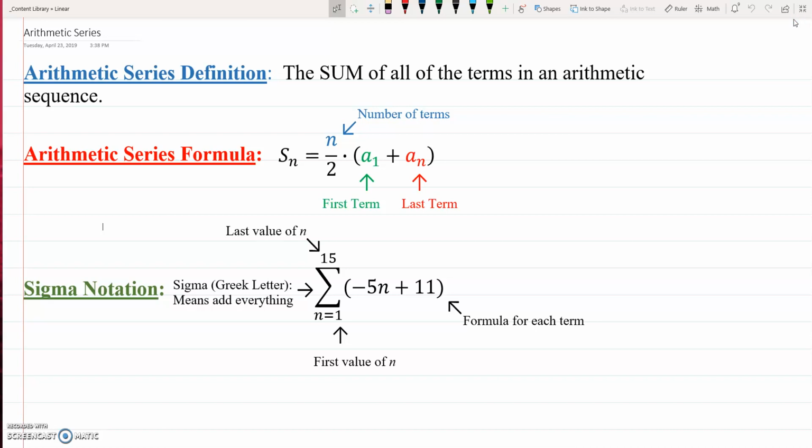So the arithmetic sequences we did in the last notes, that's just a pattern of numbers where it's adding or subtracting. Now what we're going to do is we're just going to add however many of them together.